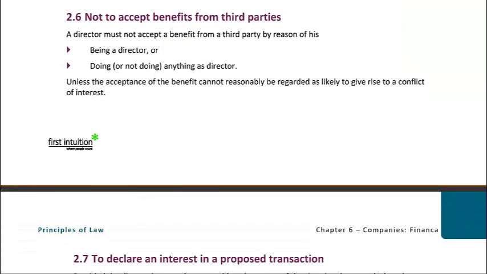Okay, a duty not to accept benefits from third parties. Well, these are basically bribes. So anything that you get by reason of being a director or for making some particular act as a director, or possibly even for not doing something, for instance, for accepting a contract or maybe for not cancelling a contract, anything like that that results in a benefit accruing to the director may well breach this duty.